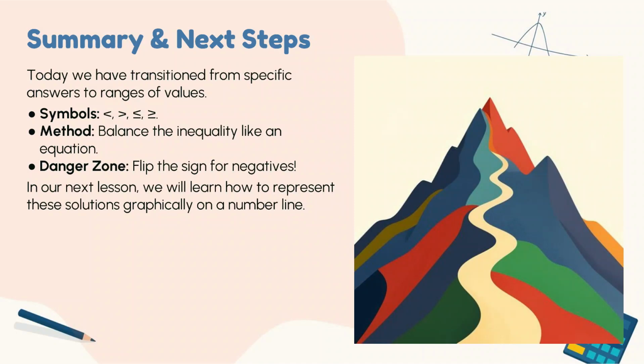Today, we have moved from finding specific answers to finding ranges of values. The 4 main inequality symbols are less than, greater than, less than or equal to, greater than or equal to. The method is very similar to solving equations. Balance both sides and use inverse operations. But remember, the danger zone. When you multiply or divide by a negative number, flip the inequality sign. In the next lesson, we will learn how to represent inequality solutions graphically on a number line.